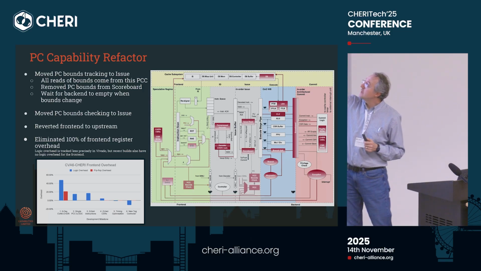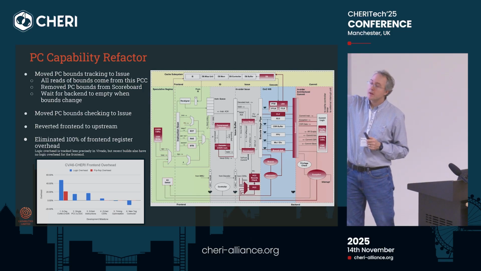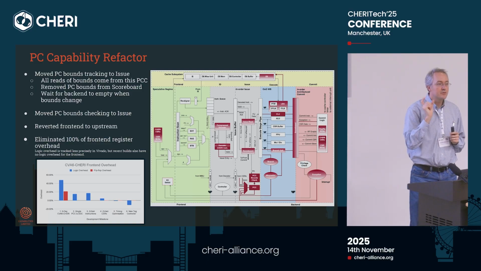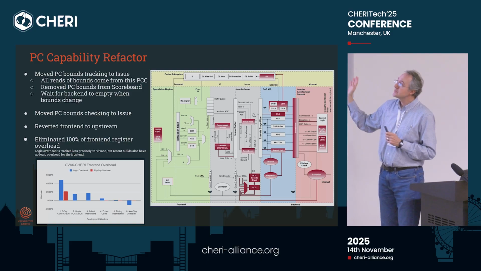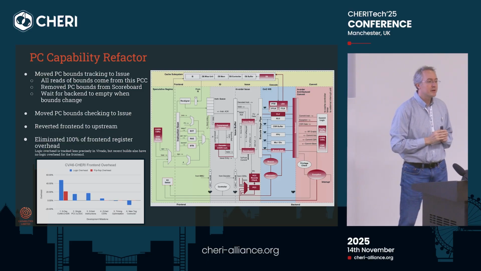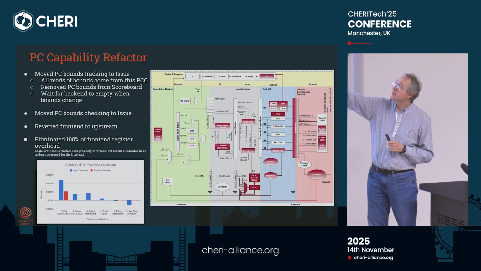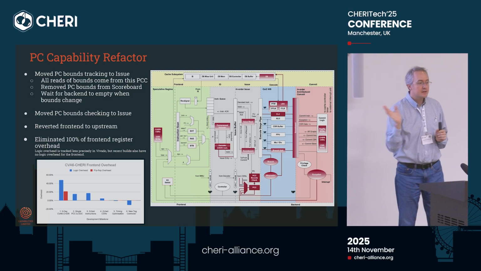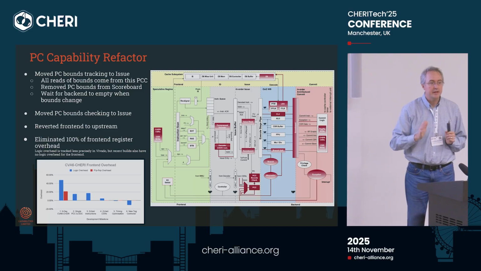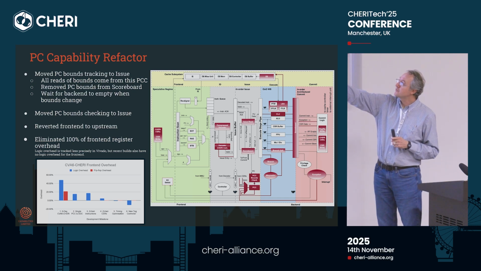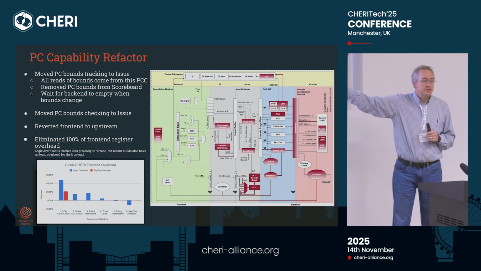So we allowed this issue stage to hold one copy of the bounds of the program counter capability, and the rest of the entire pipeline just has 64-bit addresses for capabilities. And that allowed the front end of the pipeline, for example, to revert to exactly upstream without any capability changes, which was really satisfying. And we perform our bounds check and forwarding from the issue unit.